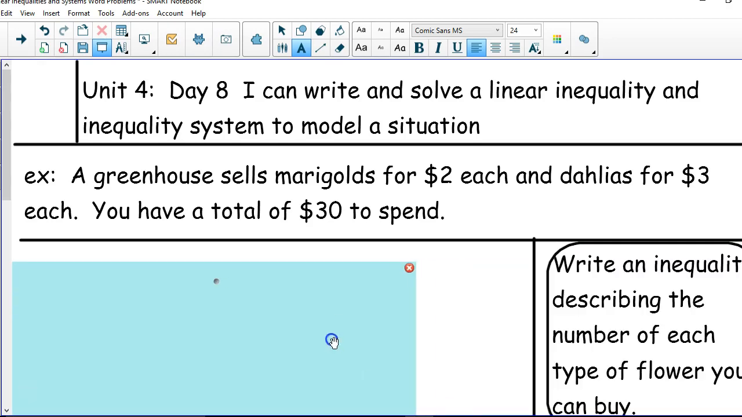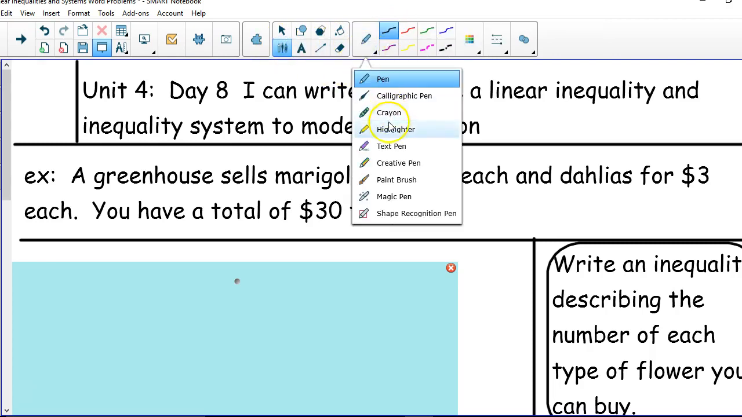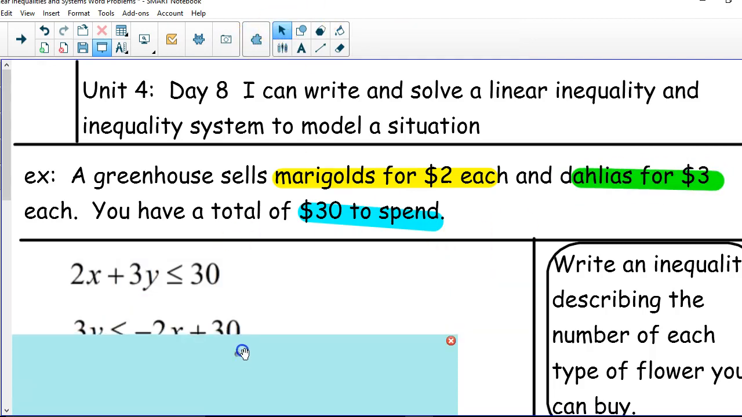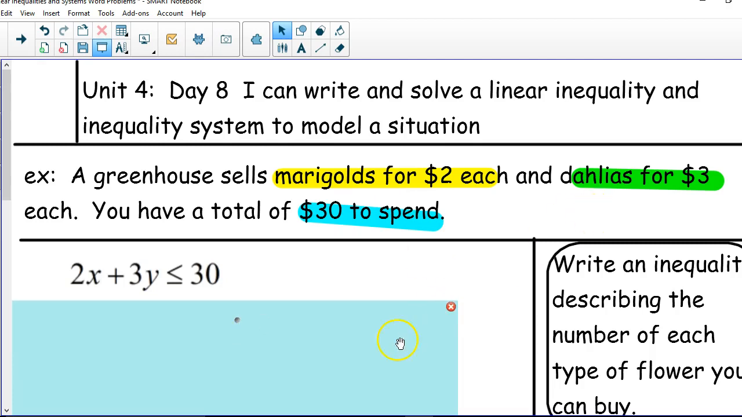The first thing I want you to do is write an inequality describing the number of each type of flower you can buy. Remember, just think about this as parts and totals. We've practiced a lot of these now. I'm going to use my highlighter here. Marigolds are $2 each. That is a part of the total cost. Dahlias are $3 each. That is a part of my total cost. So when I write my inequality here, I have 2x + 3y ≤ 30.